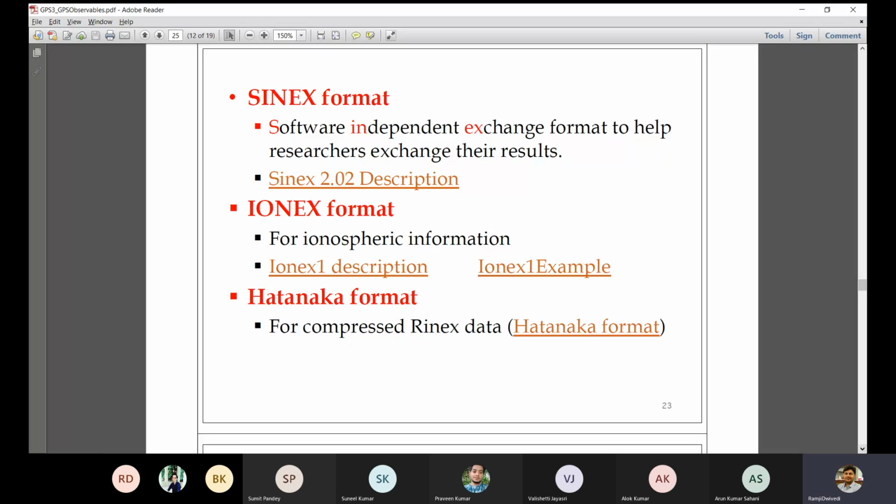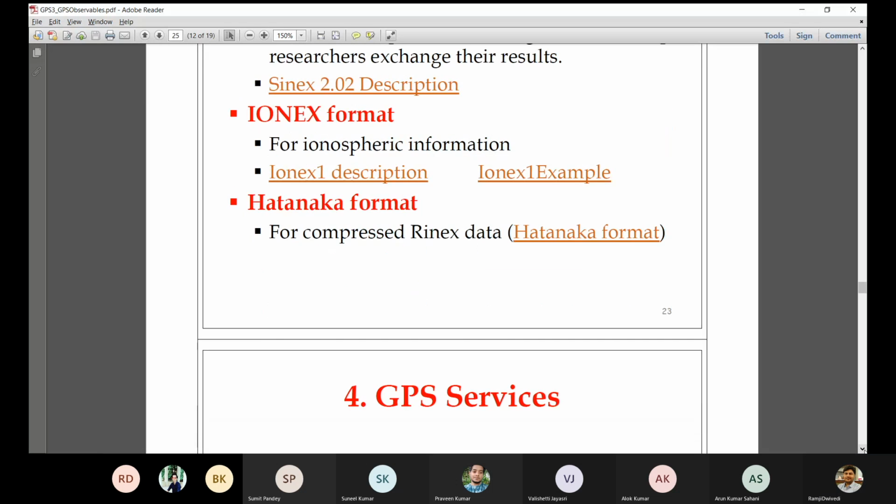I mean, just like the communities, they are transferring this between themselves, the scientific community. IONEX format, which is for ionospheric corrections or ionospheric information, is being provided by the IONEX format. The most important format is the Hatanaka format, which is like a WinRAR file. The Hatanaka format is a compressed RINEX format where you have all three files in a compressed manner, which is available to the end user.